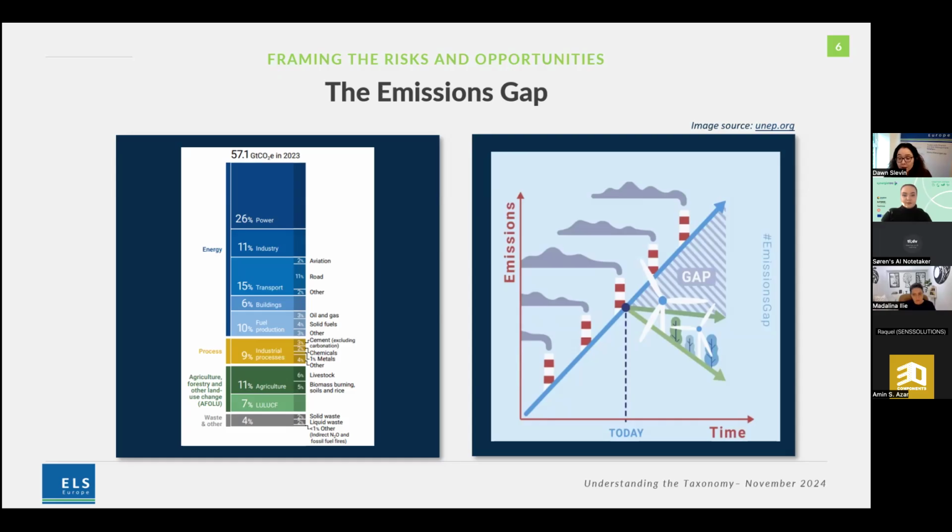Also, we see that the GHG emissions across the G20 members has increased, and they account for 77% of global emissions. And the UNEP report considers that cuts of 42% are needed by 2030 and 57% by 2035 to get on track for 1.5 degrees Celsius.